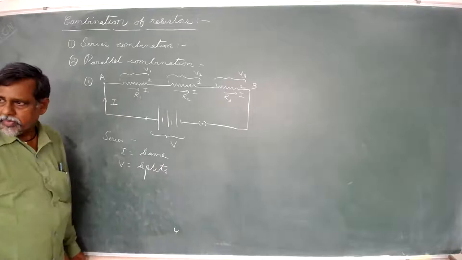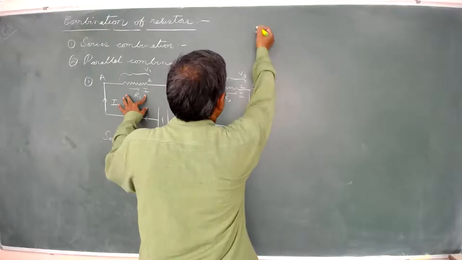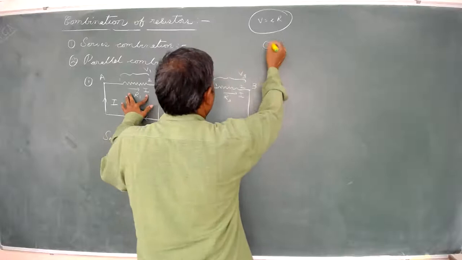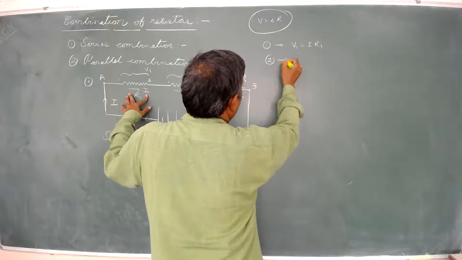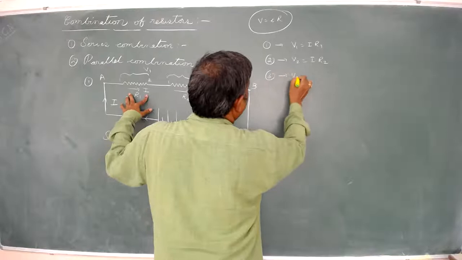Across the first one, what will be Ohm's law? That is V is equal to IR. Out of this Ohm's law, for the first one, how do you write? V1 is equal to I into R1. For the second one, V2 is equal to I into R2. For the third one, V3 is equal to I into R3.